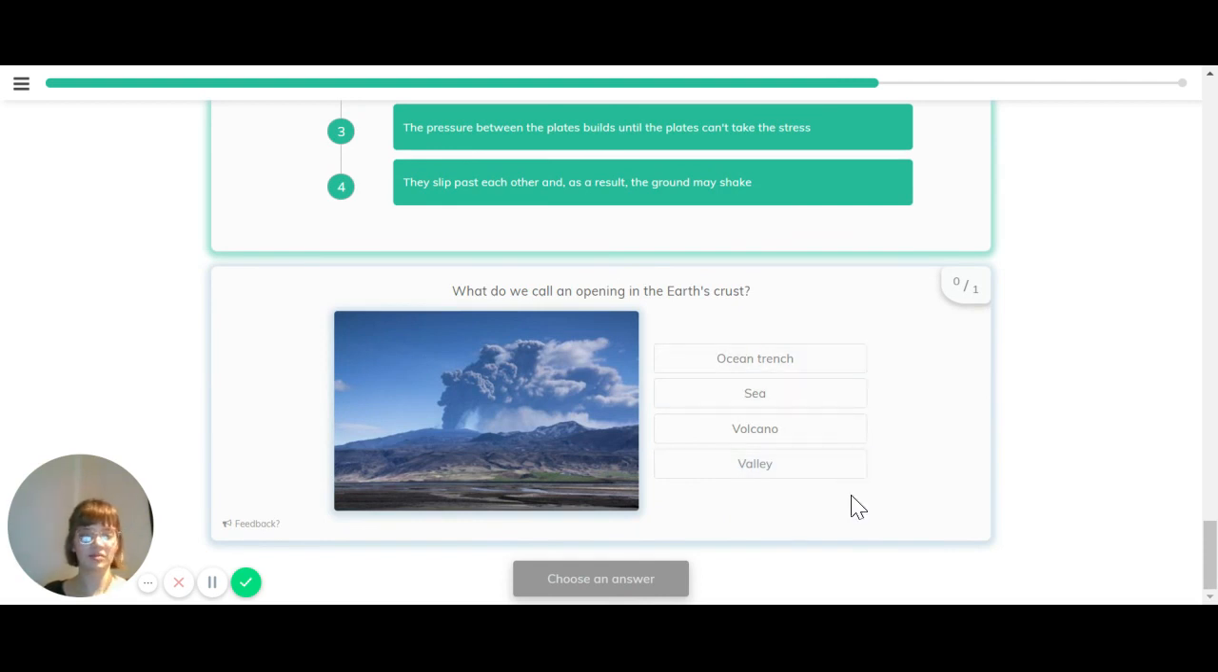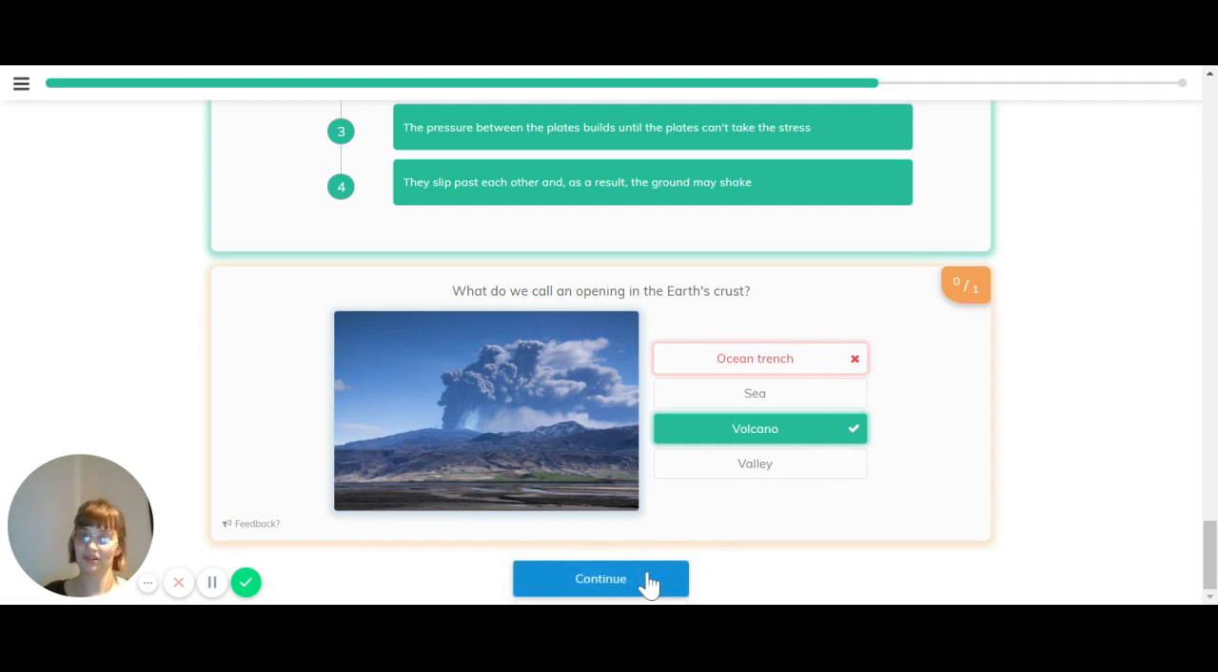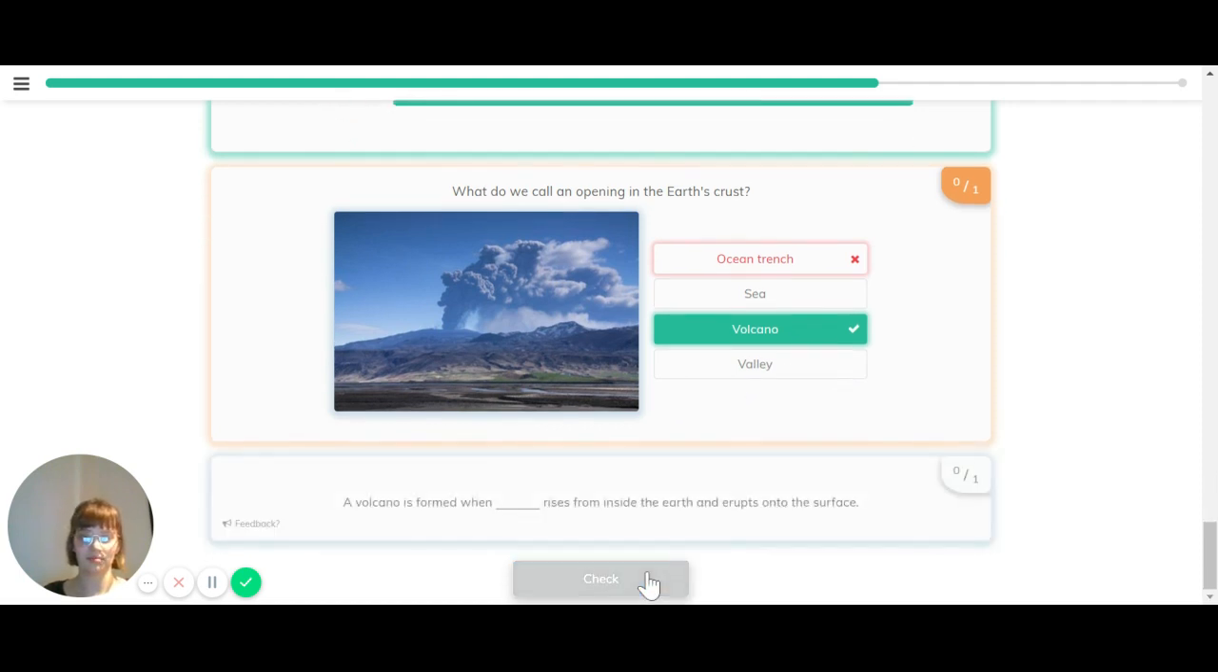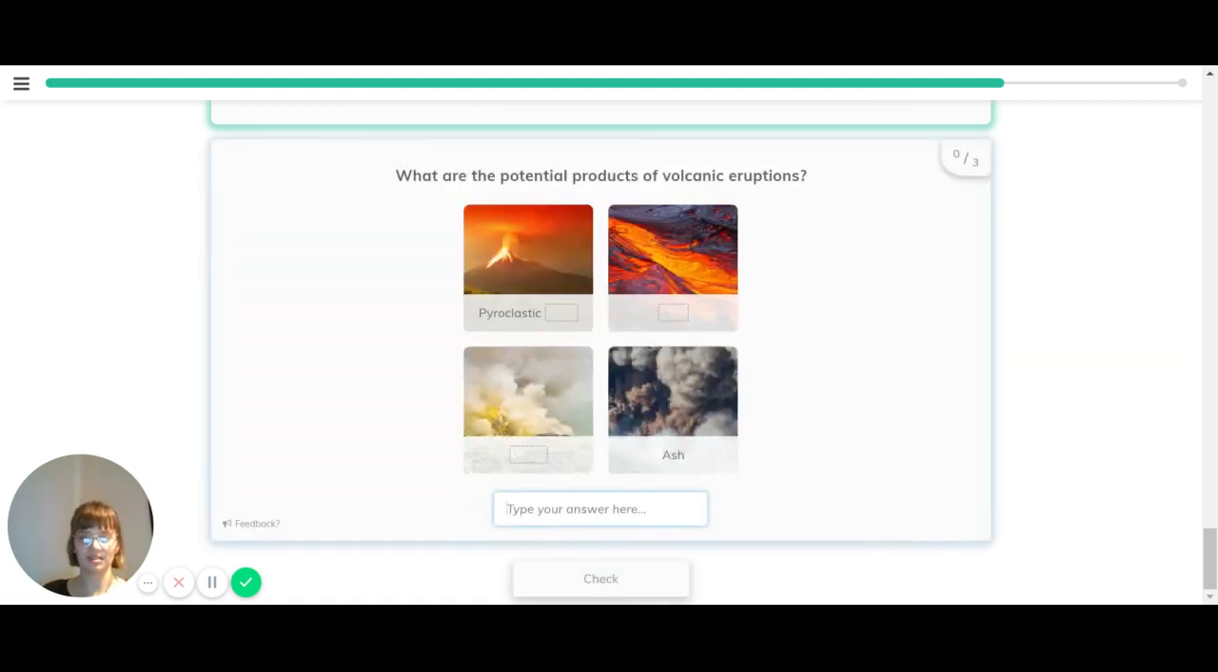And then, what do we call an opening in the Earth's crust? Is it an ocean trench, a sea, a volcano, or a valley? It's not an ocean trench, it's a volcano. A volcano is formed when magma rises from inside the Earth and erupts onto the surface.